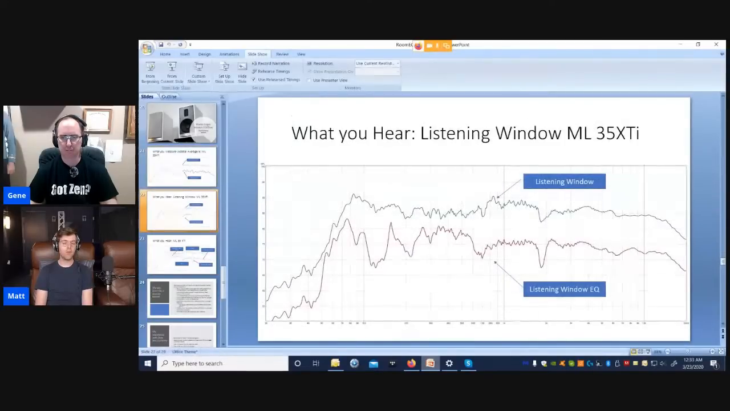And I'll mention, too, that everything I'm showing you is true of all EQ systems. This is not the first time I've done it. It's just the first time I've done it in a way that I could display it for everybody. So here's what you hear. This is the listening window, with EQ and without EQ. The top one is the listening window without any EQ, and the bottom one is the listening window with EQ.